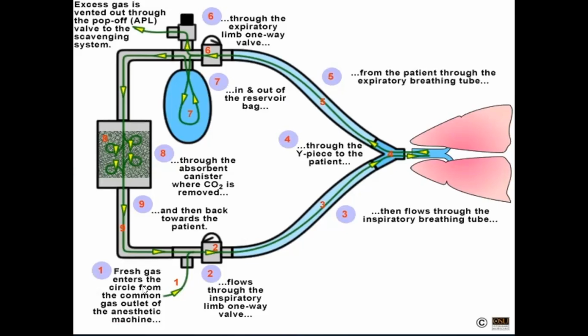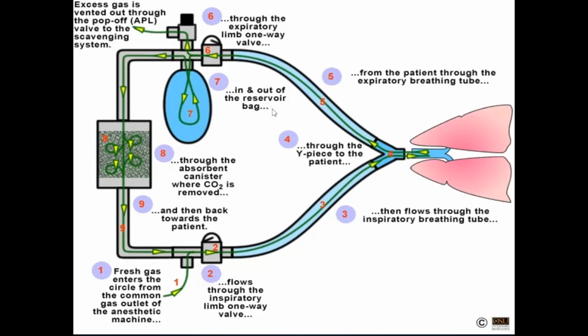So again, look at it. Number one, fresh gas enters the circle from the common gas outlet of the anesthetic machine. It flows through the inspiratory limb one-way valve, then through the inspiratory breathing tube, through the Y-piece, to the patient.